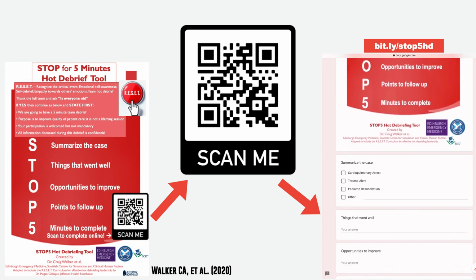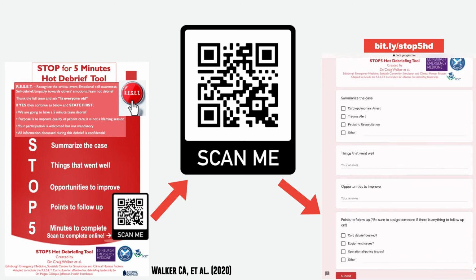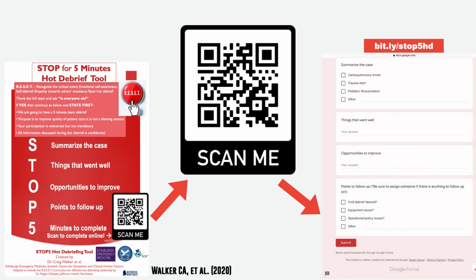And then, as you continue scrolling all the way down to the bottom, after that repeat exposure to the poster that we've been seeing, it has spots for you to click where you can summarize the case briefly. Was it a cardiopulmonary arrest, a trauma alert, a pediatric resuscitation, or other? It has a free type-in space where you can type in things that went well, and a free type-in space for opportunities to improve. And then on the last point, there are points to follow up, and you want to make sure that you assign somebody for these things. This is where you can check off if a cold debrief is desired, if there were equipment issues, or if there were other operational or policy issues or other things that needed to be followed up.